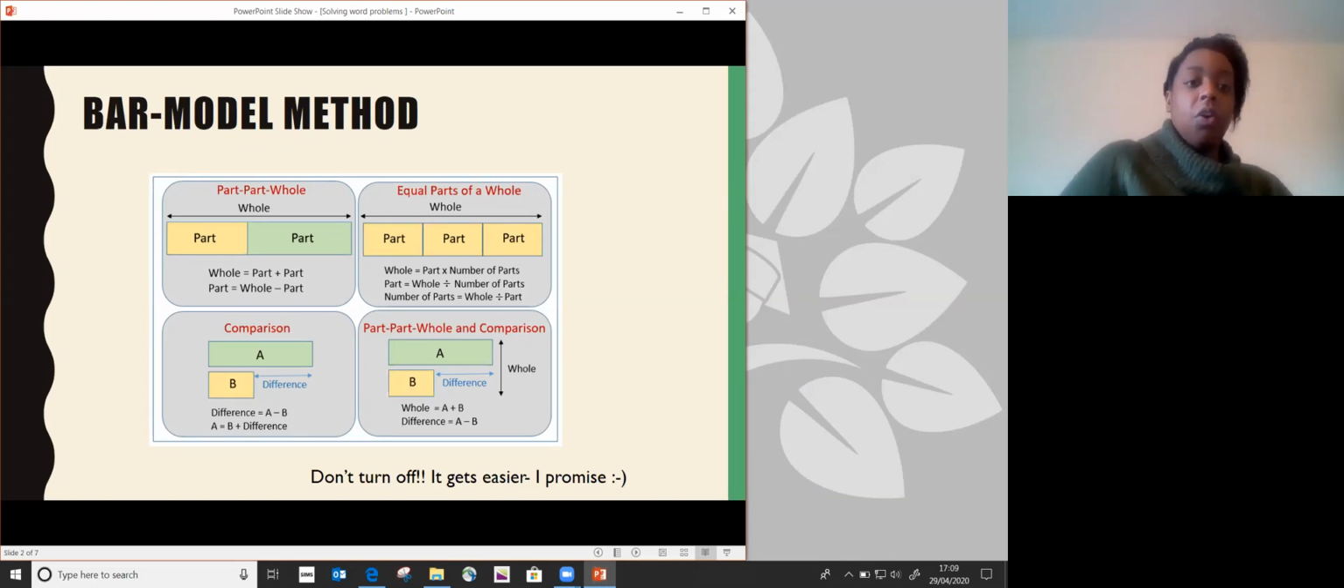So sometimes you're given a problem where you have a part and then you need to work out the original number, or sometimes you're given a total and you need to work backwards and things like that. But don't worry, I'm going to go through some examples which should hopefully make it clearer for you.